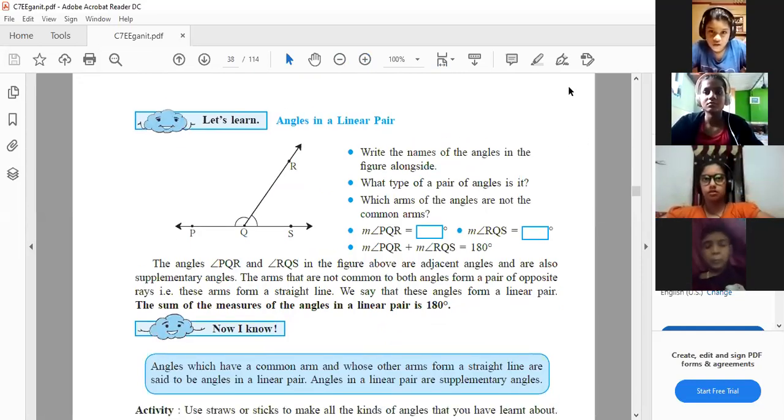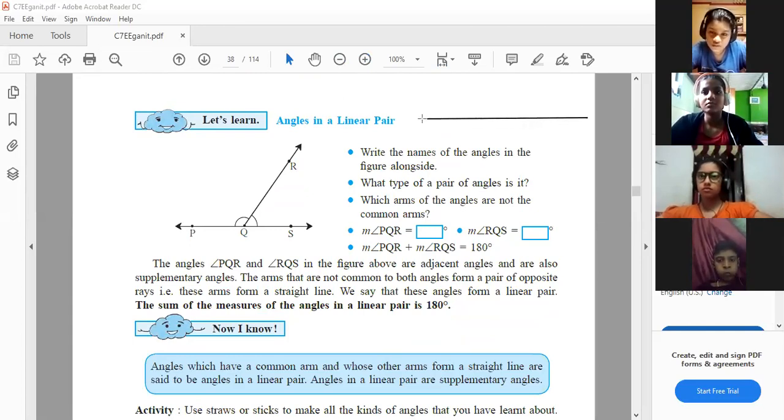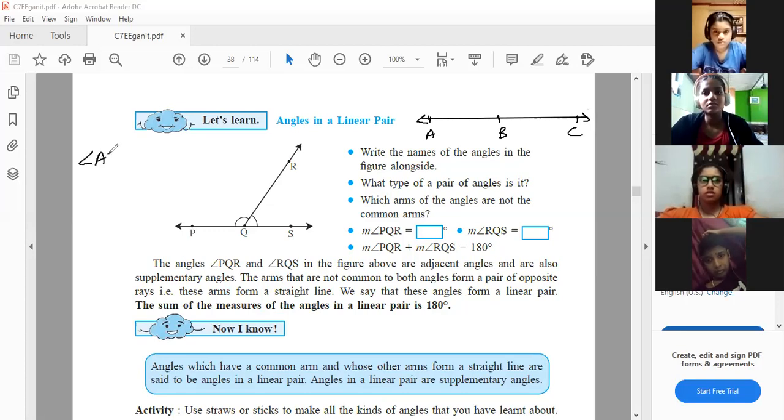Now what is the meaning of this linear pair? Suppose I am drawing a straight line, and I'm giving a name to this line as A, B, C. Can I say this ABC is, I can even say, angle ABC? Can I call this ABC as angle ABC also? Yes, I can call it that. Why?